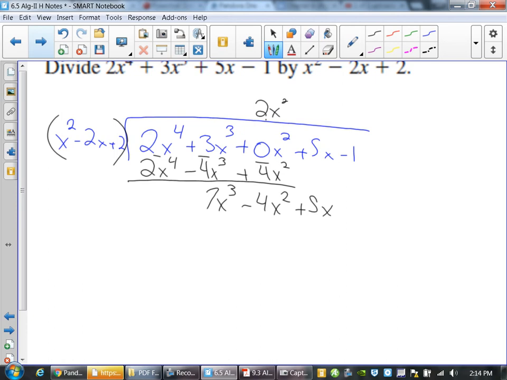Just like in long division, you just drop each consecutive value after you divide. In this case, it's the next term. Drop in the next term. So now what do you multiply x squared by to turn it into a 7x cubed? 7x. Is it positive or negative 7x? Positive. Positive 7x, very good.